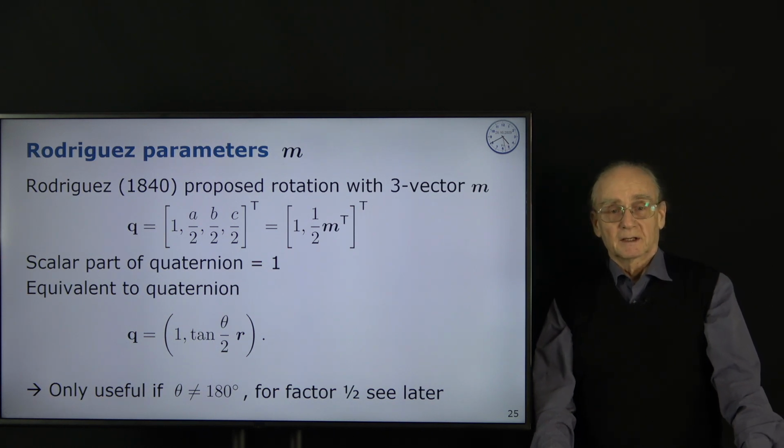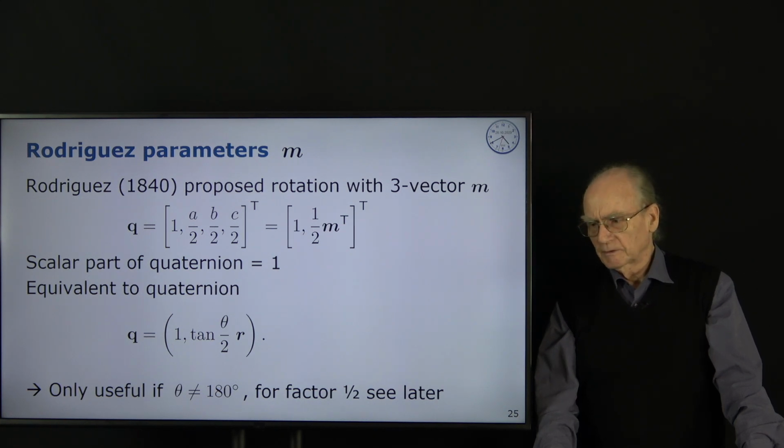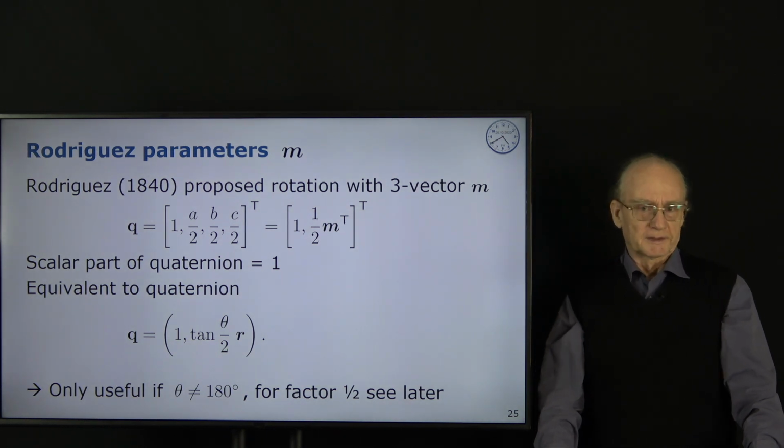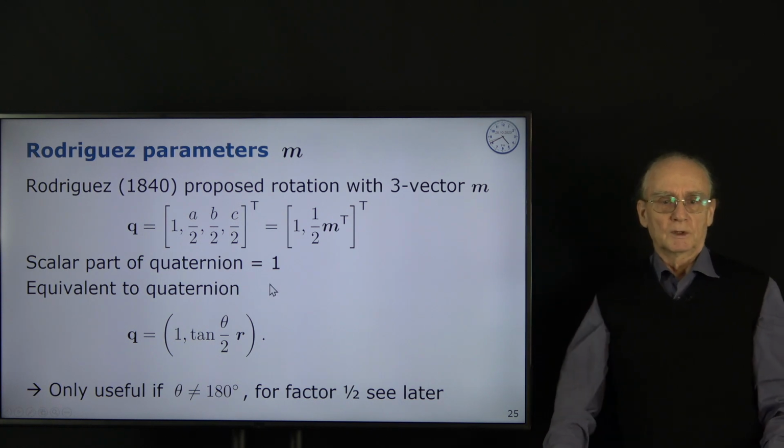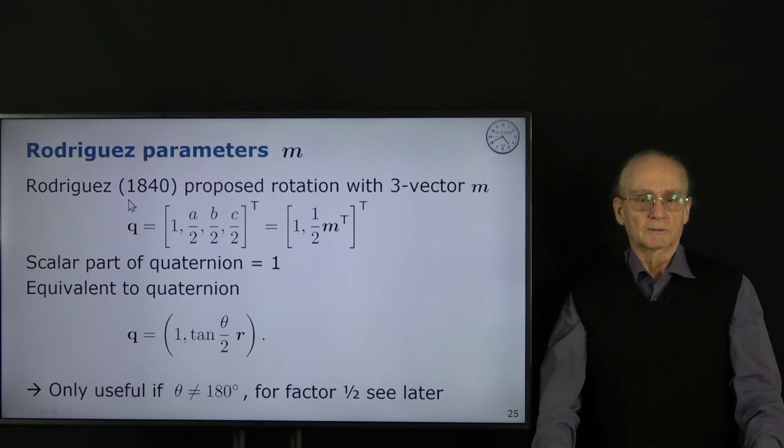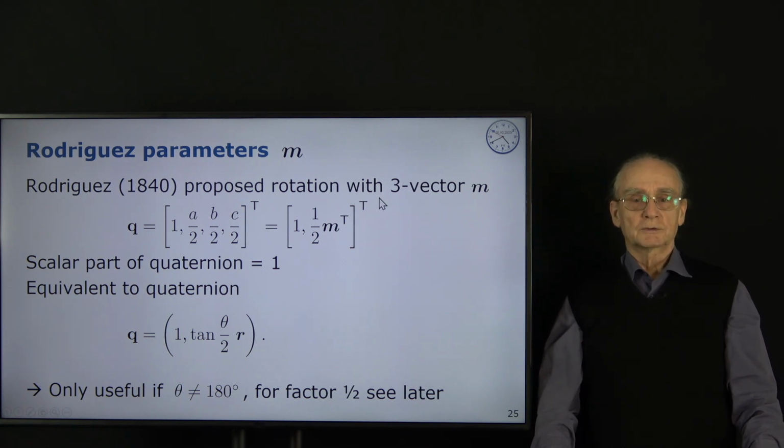Okay, now I want to go back and ask, are there other representations than those with quaternions, which do not use 4 parameters but only 3? And there are 2 of them which are interesting. One is proposed by Rodrigues in 1840, and he proposed to use a 3-vector m and use the quaternion normalized to 1 here, and the vector part is 1/2 of m.